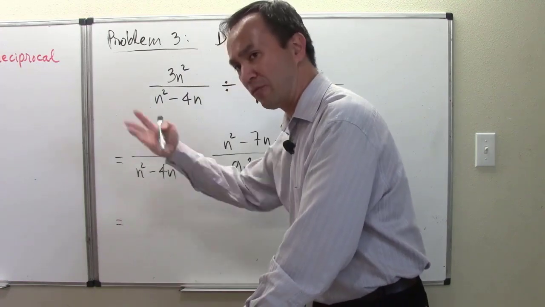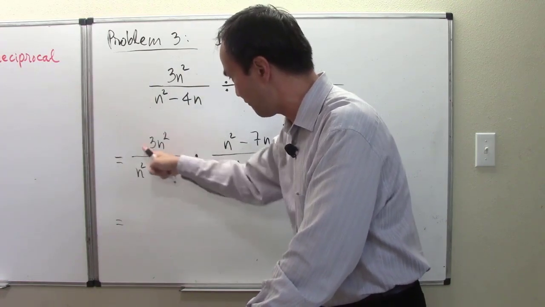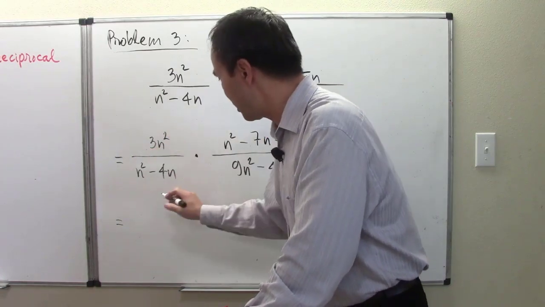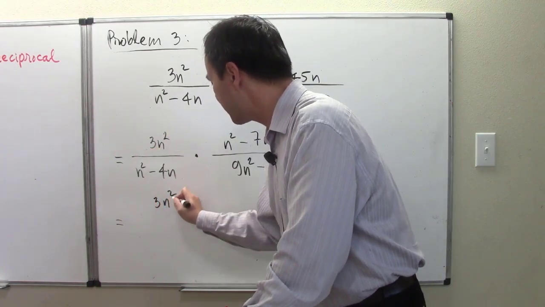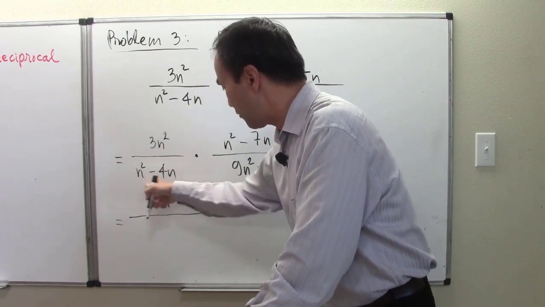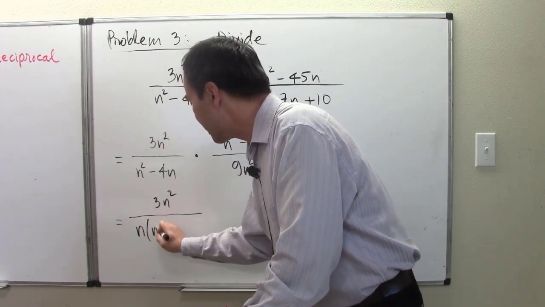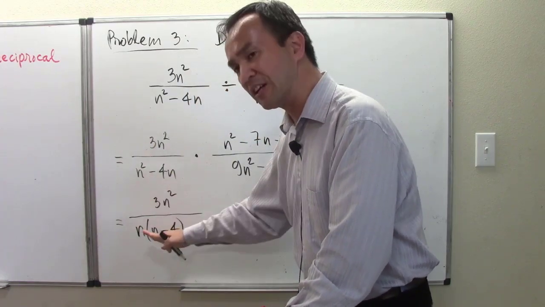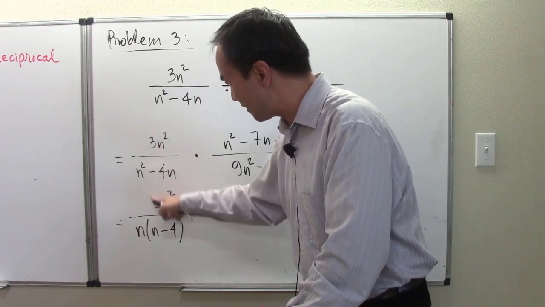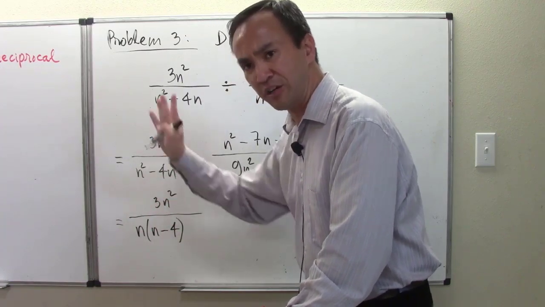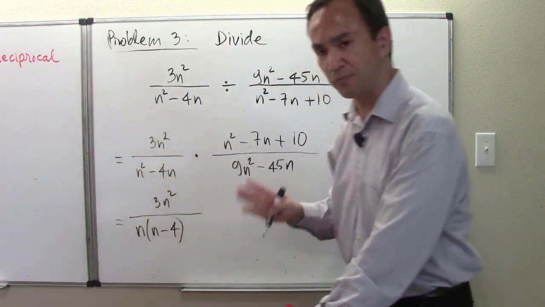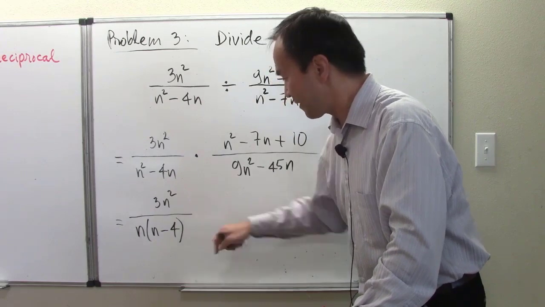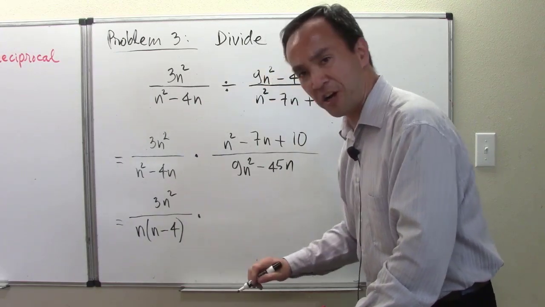According to what we've learned earlier, we're going to factor completely each numerator and each denominator. So 3n squared on top is already in its factored form. N squared minus 4n can be factored into n times n minus 4. And again, how do I factor these? If you're feeling a little shaky with how I factor any of these denominators or numerators, make sure you review the earlier lessons of when we were learning how to factor a polynomial expression. All right, so now multiply.